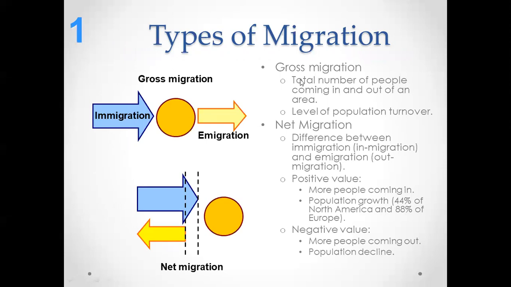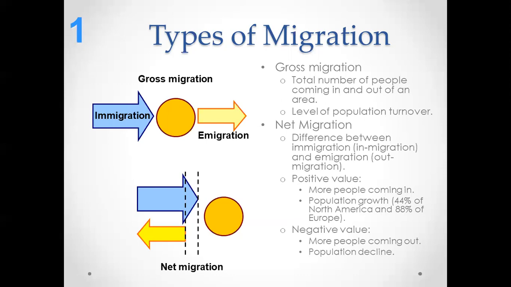Okay? So yung gross migration, ito po yung kabuuan na bilang ng tao na pumapasok at lumalabas ng isang area. Okay? So somewhat it also saying in here that it is referring to the level of population turnover. Okay? So ilan yung lumalabas, ilan yung pumapasok. Okay? So ayan, gross migration.